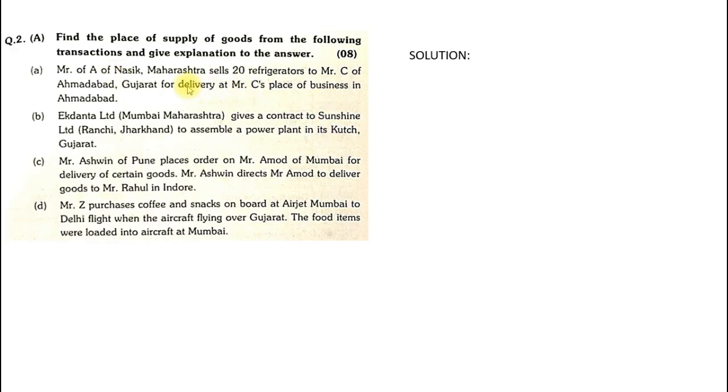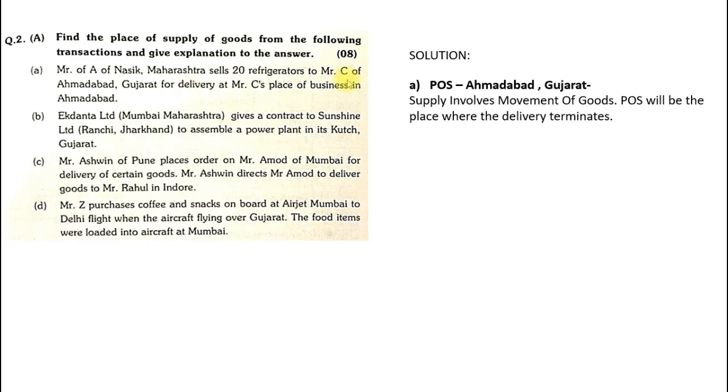Here, your place of supply will always be, this is a movement of goods. So under movement of goods, the last delivery place will be your place of supply. So here, your place of supply will be Ahmedabad, Gujarat, because the supply involves movement of goods, and under the rule of movement of goods, your POS will be the place where the delivery terminates. So your answer is Ahmedabad, Gujarat.